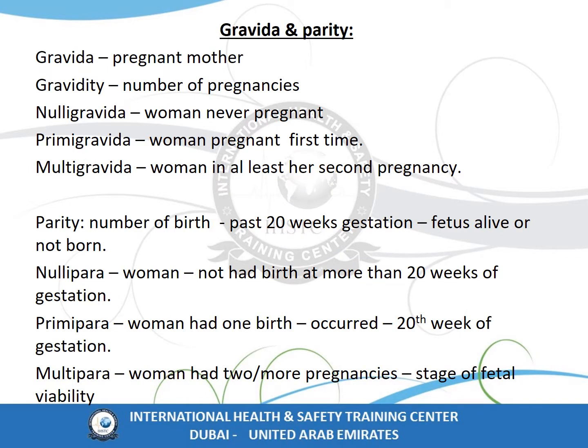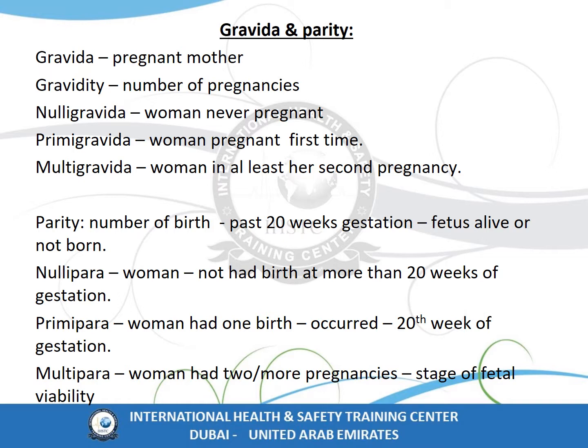Let's understand certain terms before we continue. Gravida refers to a pregnant woman, and gravidity refers to the number of pregnancies. A nulligravida is a woman who has never been pregnant. A primigravida is a woman who is pregnant for the first time. A multigravida is a woman in at least her second pregnancy.